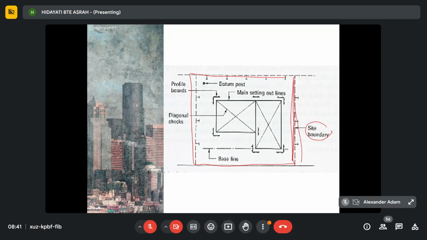After you determine the site boundary, then you can start setting out the area. When you want to do setting out of the area, you need to establish the baseline. This is the baseline. Later you can set out a reference line for the whole building. So you determine the site boundary first, then you establish the baseline. From the baseline, you can set up a reference line for the whole building. But how to do the setting out?